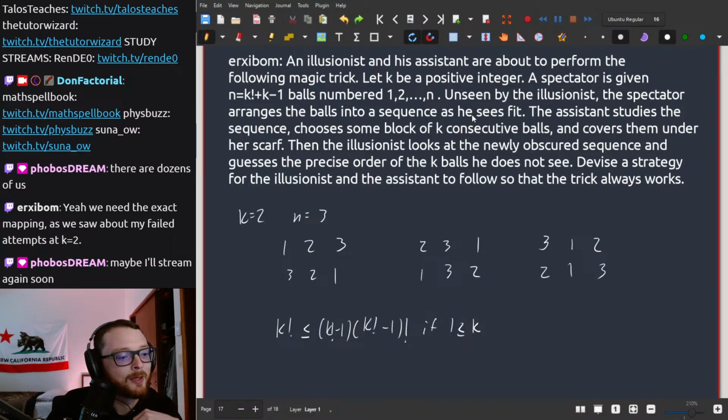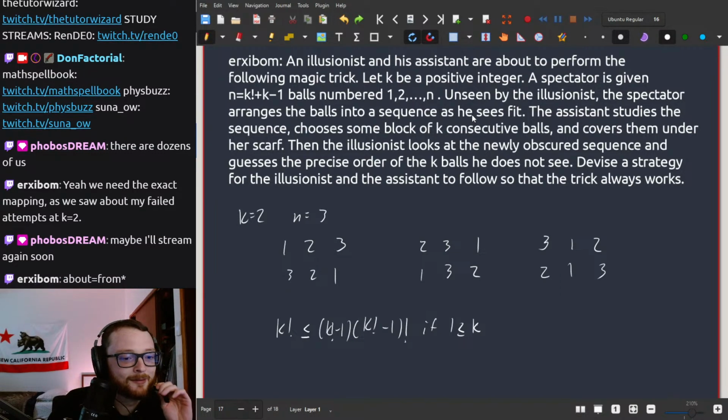We need the exact mapping, as we saw. Yeah, I mean, it was still really helpful though, Erxbom, because it got us thinking. You have to be really careful about how you map it, because you could leave yourself in situations where you can't determine the last few cases.